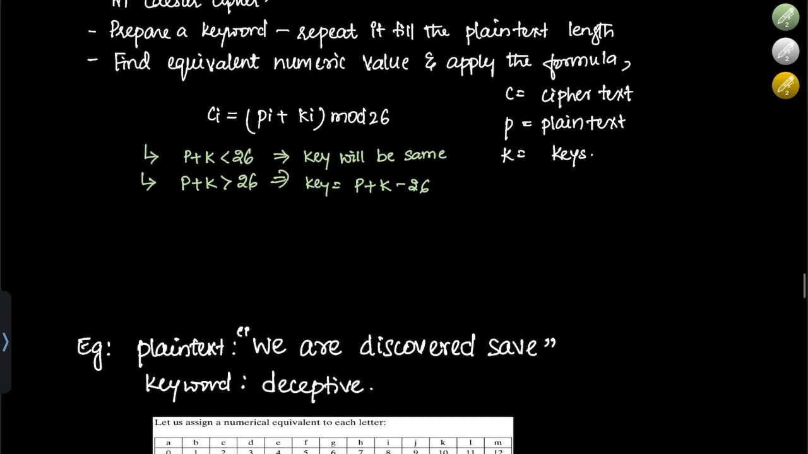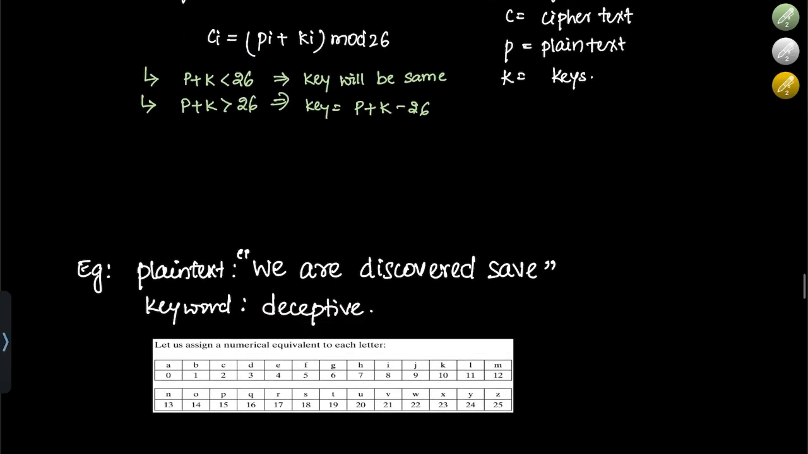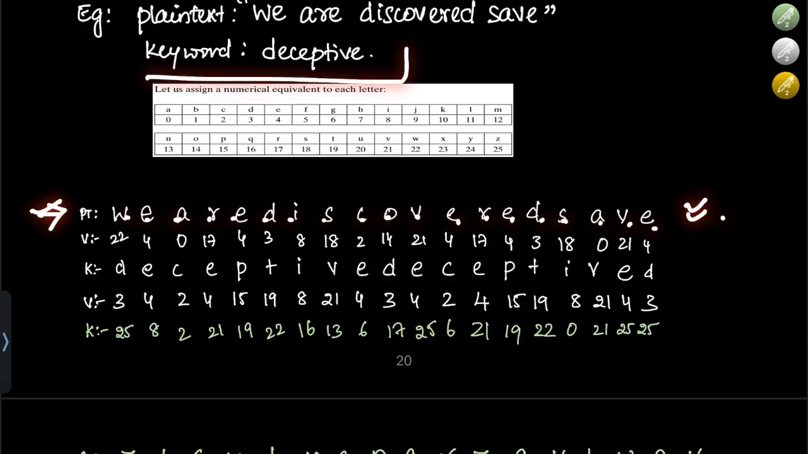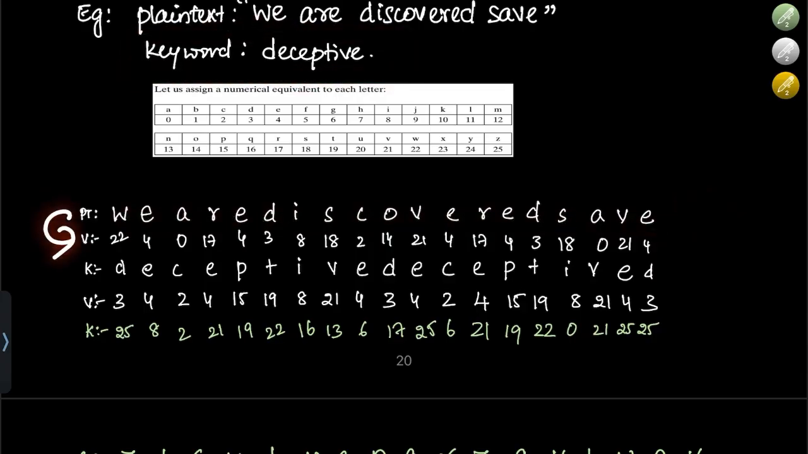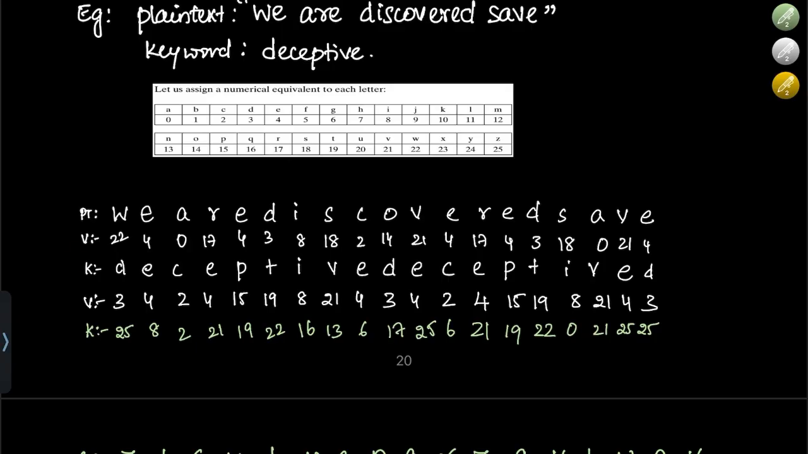Let's look into an example. The plain text is "we are discovered save", and the keyword is DECEPTIVE. First let me write down all the plain text: WE ARE DISCOVERED SAVE. Along with the plain text, I have also written down the numeric values. For W it is 22, for E it is 4, for A it is 0, for R it is 17, and so on. Now let me write all the keys.